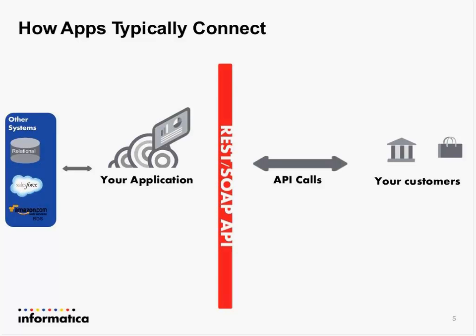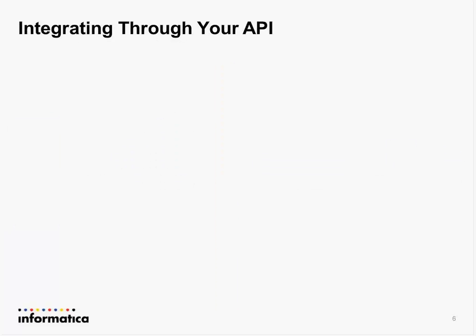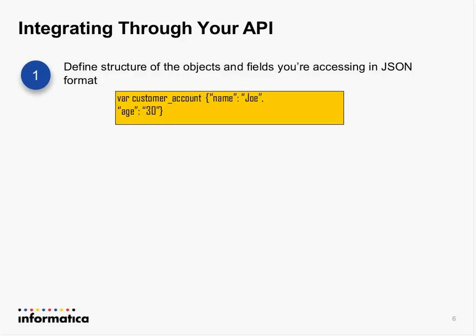Now, if your customers want to automate some of that data movement in and out of your application, they're going to have to do a couple of things. They're going to have to learn, first of all, how to use your API and read the documentation, and then figure out how to access each of the objects that they're going to work with. So, for example, if you were working with a REST API and you're working with JSON, you're going to have to define those objects and fields in the JSON format.